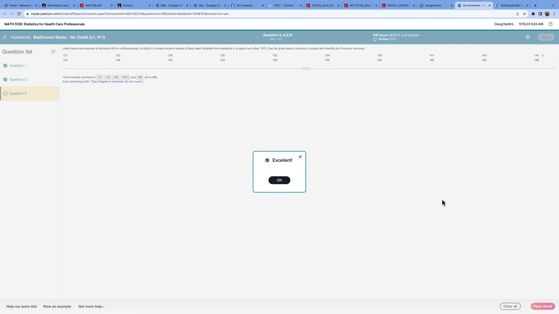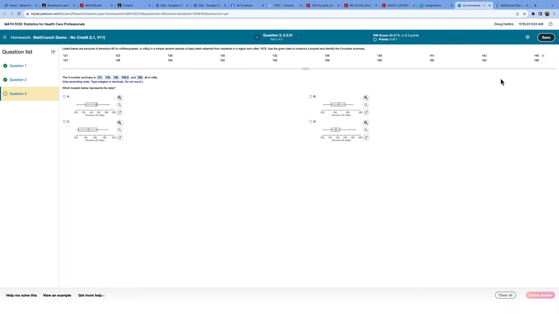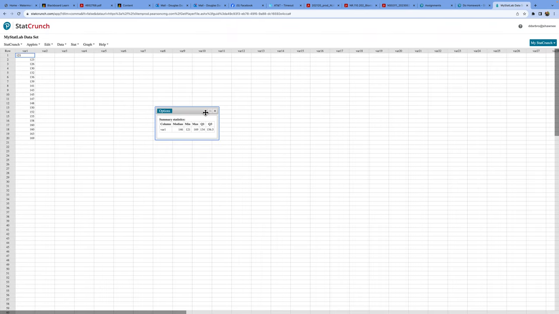I don't like looking like a bozo, but I'm kind of glad that did happen because it shows you that you get three attempts per question. And if you don't get it correct, then you can either accept the grade that you get on it, or you can try it again. All right, so now we want to get this and create a box plot.